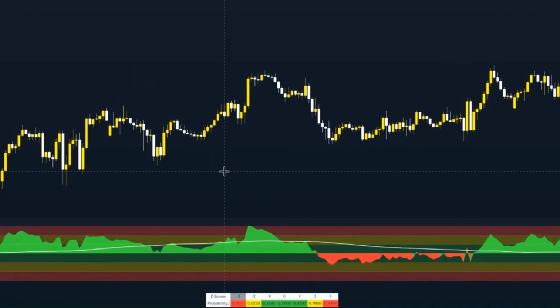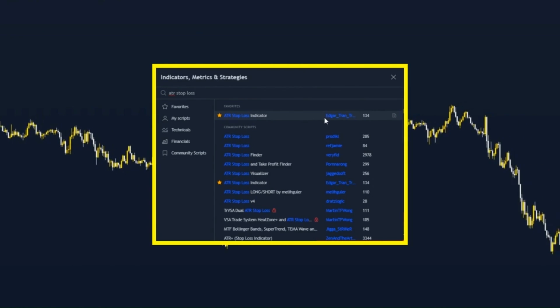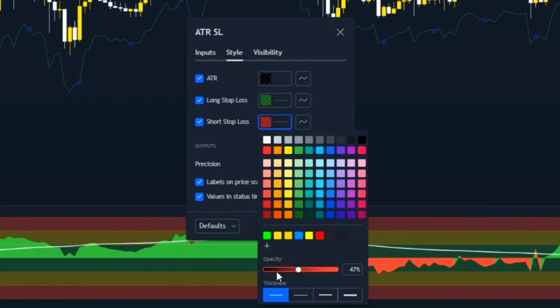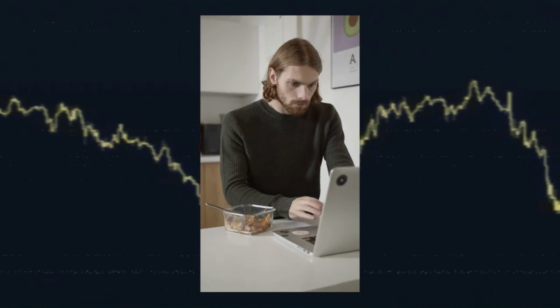Okay, and the only other indicator we're going to add to our chart is an ATR stop loss indicator. So just head up to your indicators section again, and it is this one right here by Edgar. We're going to be keeping the input section as default for this indicator. And then on the style, I've just changed the opacity down to around 50%. This is just so it doesn't stand out as much, as we only need this indicator for stop losses. But there we go, we're all set up, the strategy is ready to test out.